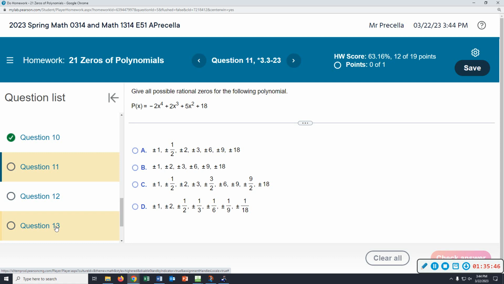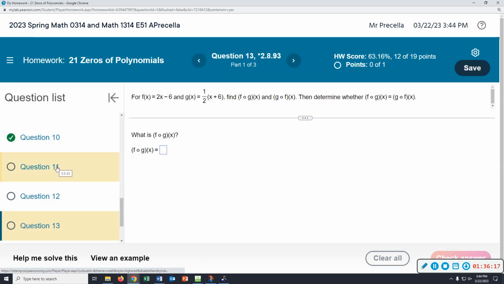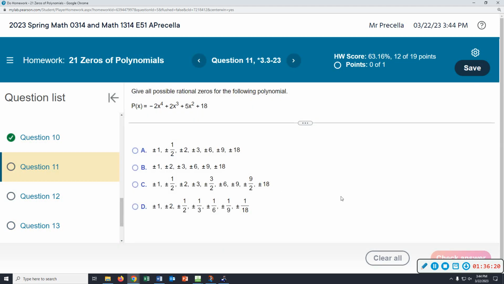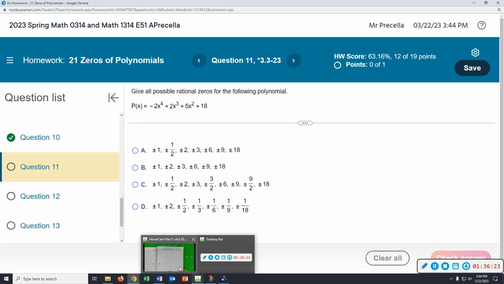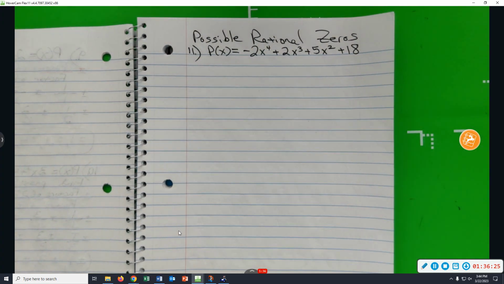Okay. This is number 11. P of x is equal to negative 2x to the 4th plus 2x cubed plus 5x squared plus 18. Okay. Oh, it's a fog engulf. Uh-oh, they're trying to get you ready for inverses, which we'll be seeing next time. Okay, so here, this will be our last example.